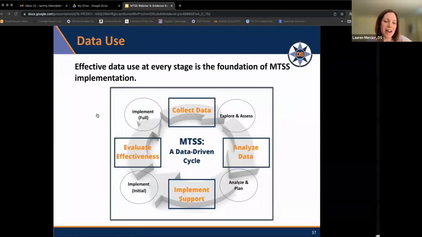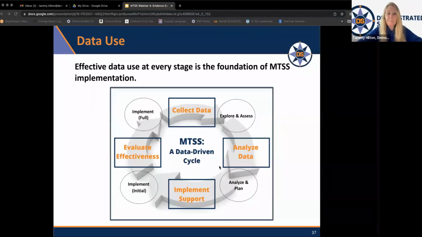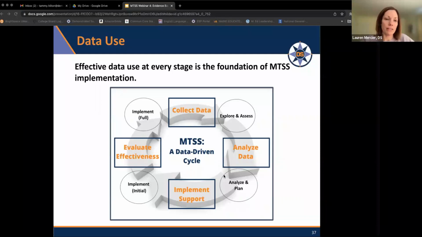All right, so this next slide you see here is this MTSS data-driven cycle. And so we have shown this slide before in one of the introductory webinars, but I just want to talk a little bit about this because we want to discuss how the data cycle applies to examining specific data, right, by using this cycle. And when we do that, it helps us work through this process and helps us inform our work and set our goals.